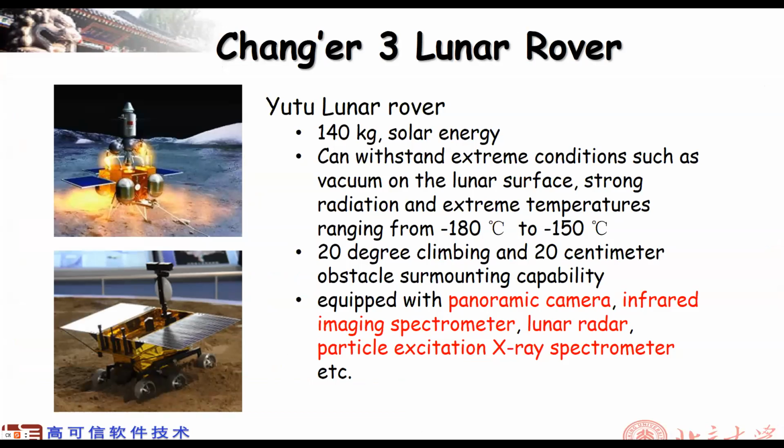Another example of a CPS is the lunar rover, the Chang'e lunar rover. In China, we have a lunar rover called U2. The U2 lunar rover is equipped with many devices, for example, the camera, the image spectrometer, lunar radar, etc. It can withstand extreme conditions, and it needs climbing and obstacle surmounting capability.